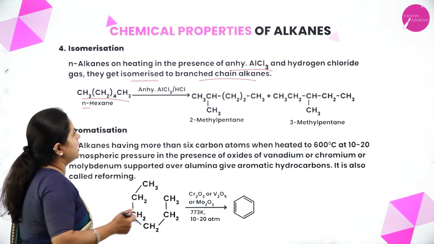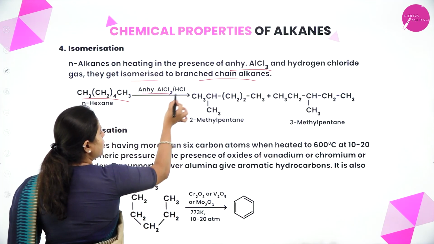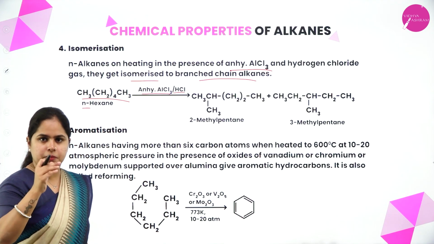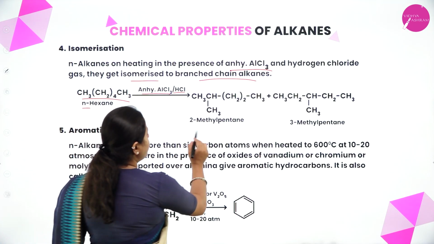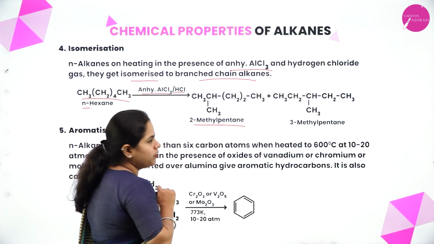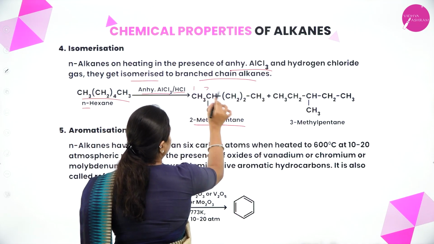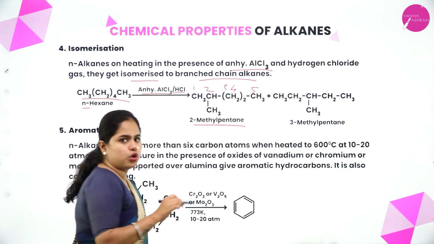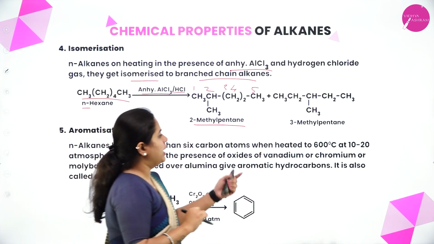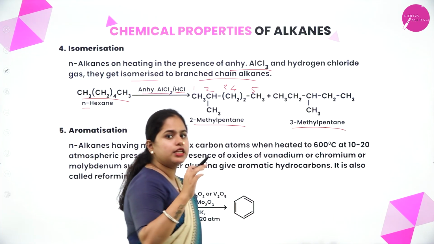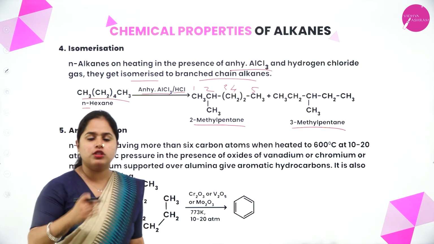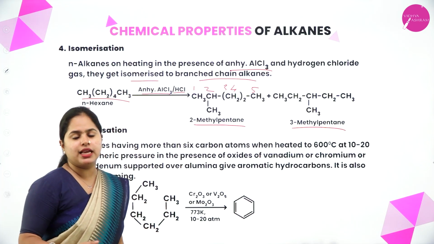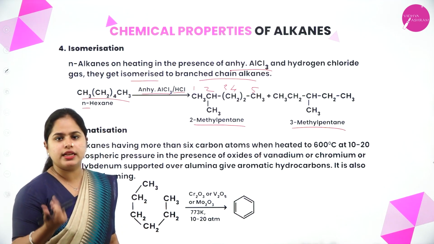So normal hexane in the presence of anhydrous aluminum chloride and HCl gas, what happens? Isomers are formed. That means it creates branches. One possibility is 2-methyl pentane: 2-methyl, then carbons 1, 2, and there are 3, 4 and 5. So you will get 2-methyl pentane. Another one is 3-methyl pentane. It will form its isomers. So this happens when it reacts in the presence of what? Anhydrous AlCl3, that is aluminum chloride, and HCl gas.